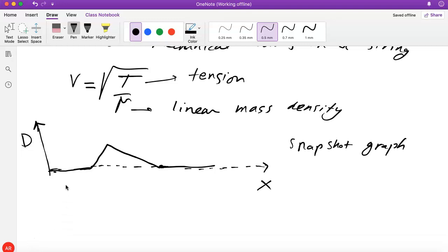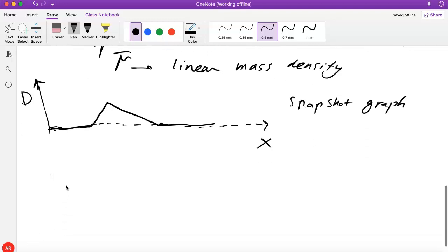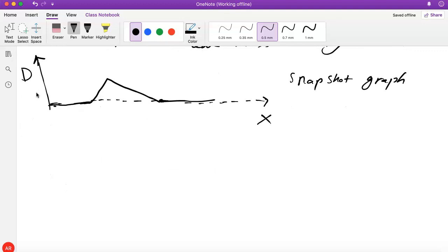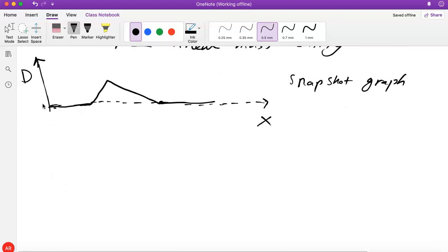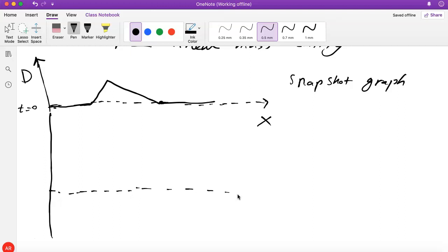Okay, so let's keep thinking about this. Imagine this is a snapshot at t equals 0, and let's say the clock is ticking. So at some later time, let's say t is equal to delta t, a certain fixed time has passed.